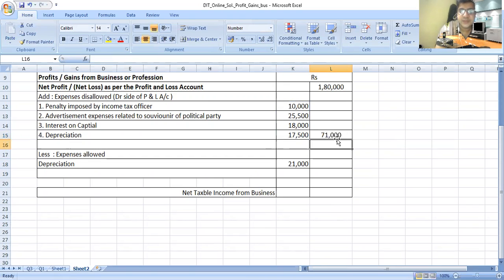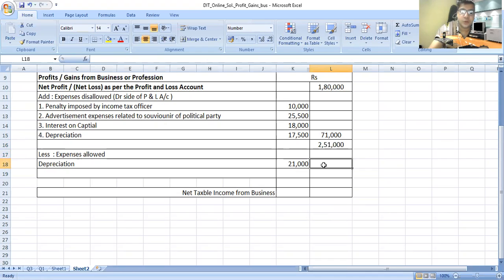Total is 71,000. It is an inner column total. Now net profit plus expenses disallowed, we will add it. Sum is 1,80,000 plus 71,000. Value will be 2,51,000. Now only one item we have to deduct, that is 21,000.